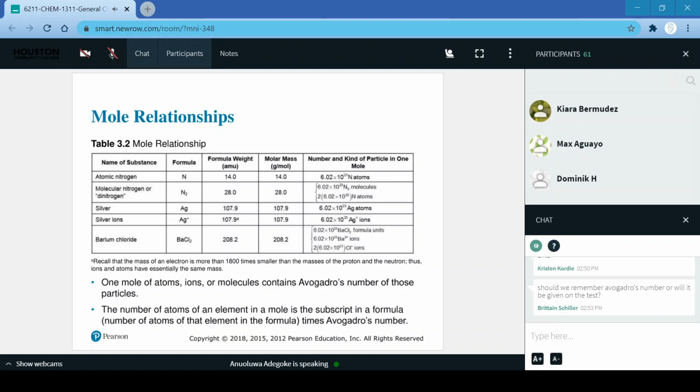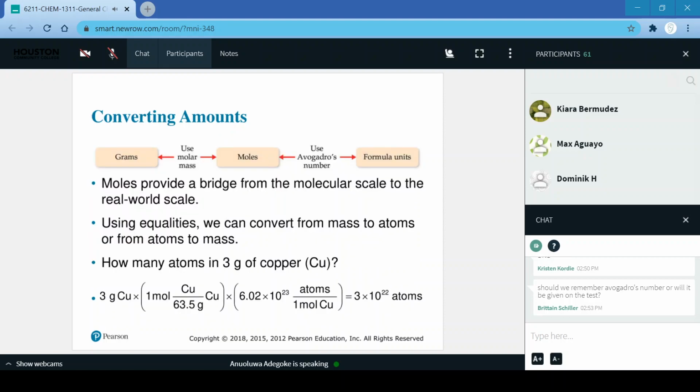For example, this is barium chloride. 1 mole of barium chloride contains 6.02 times 10 to the 23 formula units. We use formula units again for ionic compounds. Because barium chloride consists of barium ions and chloride ions, 1 mole of barium chloride consists of 6.02 times 10 to the 23 barium ions, and also 2 times 6.02 times 10 to the 23 chloride ions. So we're going to do some calculations right now.